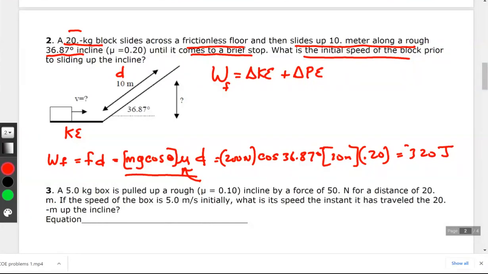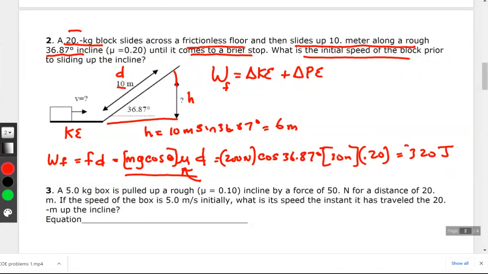Now let's also get the change in potential energy, which is not super easy. It's mg delta h, but you don't know what this h is. But you can use trigonometry to get the h, can't you? Because you've got a right triangle. So h is 10 meters times the sine of this angle, 36.87. So let's do that work, find the h. This height is 6 meters.